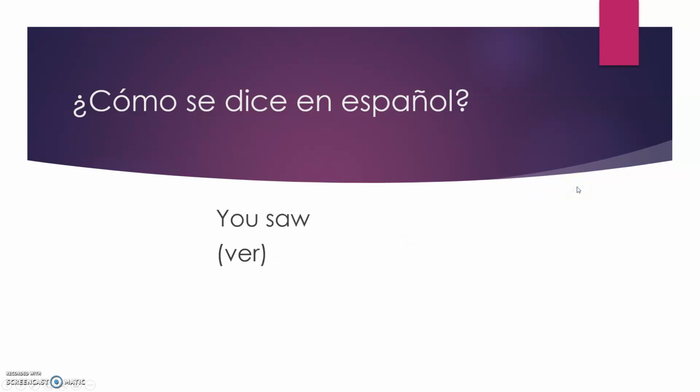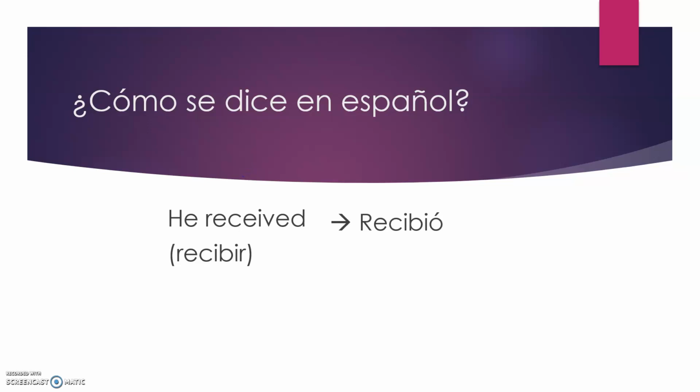How about you saw? So the tú form of ver in the preterite. That is viste. Tú viste. How about he received? Recibir in the él form in the preterite. That is recibió. Él recibió.